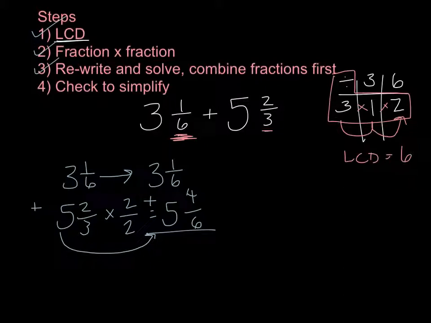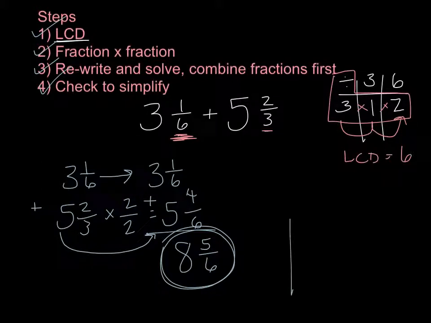Step 3, after I rewrite it and solve, it tells me I need to combine the fractions first. So I'm going to add 1/6 plus 4/6, and that is 5/6. Now I'm going to add the whole numbers. 3 plus 5 is 8. And my last step says check to simplify it. So I'm looking at 8 5/6, and if I were to set that up in the slide method, 5 and 6 are back-to-back numbers, and the only number that will divide both of them is 1. So 5/6 is in the simplest form. So 3 1/6 plus 5 2/3 is equal to 8 5/6.